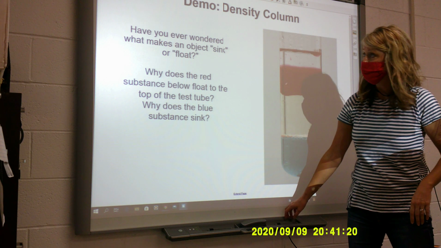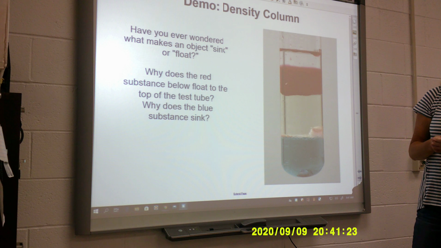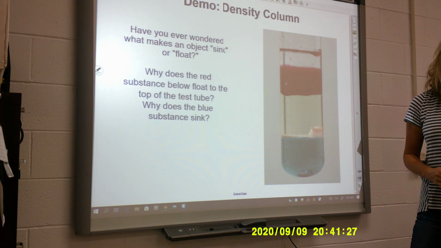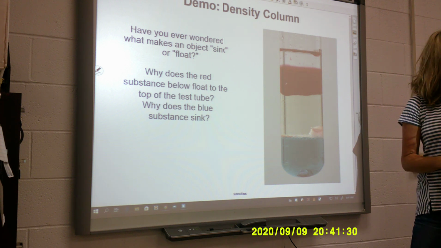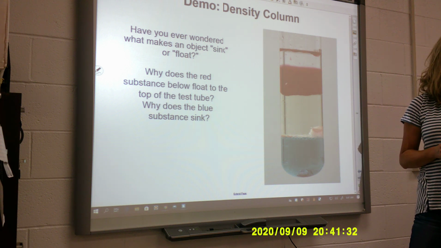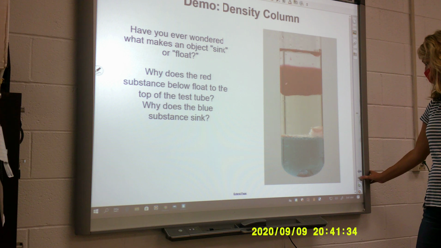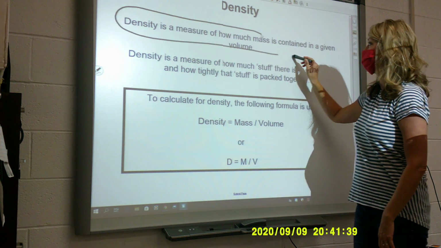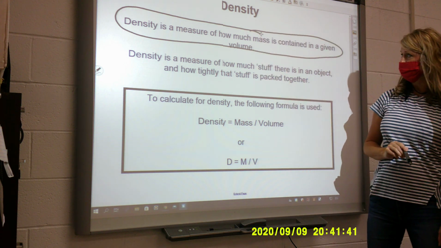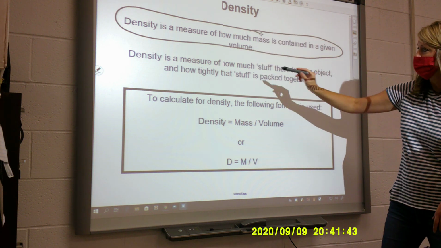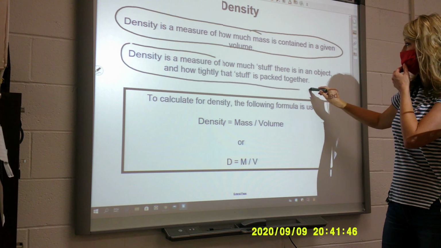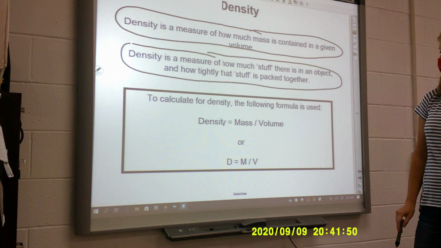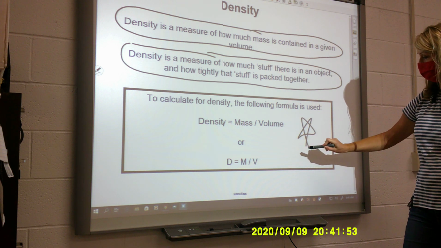Have you ever wondered what makes an object sink or float? Why does the red substance float and the blue sink to the bottom? Because one of them is more dense than the other. Very good. Density is a measure of how much mass is contained in a given volume. Density is a measure of how much stuff there is in an object and how tightly that stuff is packed together. Very, very important.